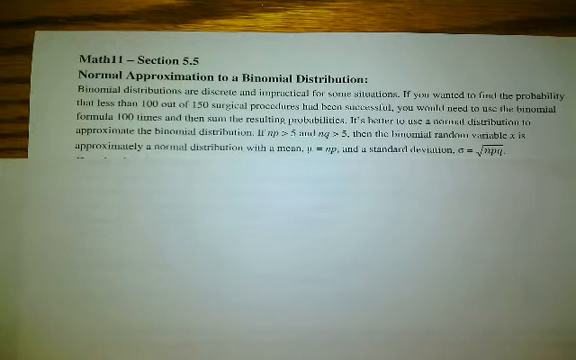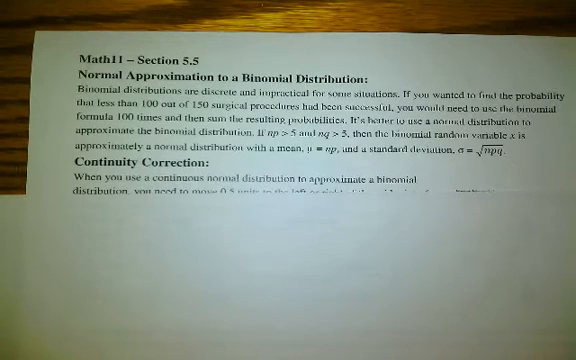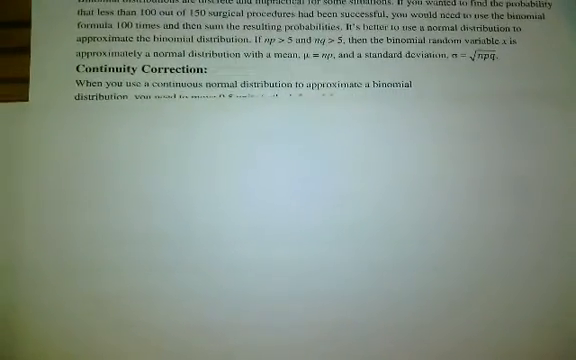A better way to do it would be to use a normal distribution approximation for the binomial distribution. As long as np and nq are greater than 5, then the binomial random variable x is approximately a normal distribution with a mean, mu equals np, and a standard deviation, sigma equals the square root of npq. So, we do need np and nq to be greater than 5, but other than that, it allows us to do an approximation, use the table 4, z-scores, and so forth to do our probabilities.